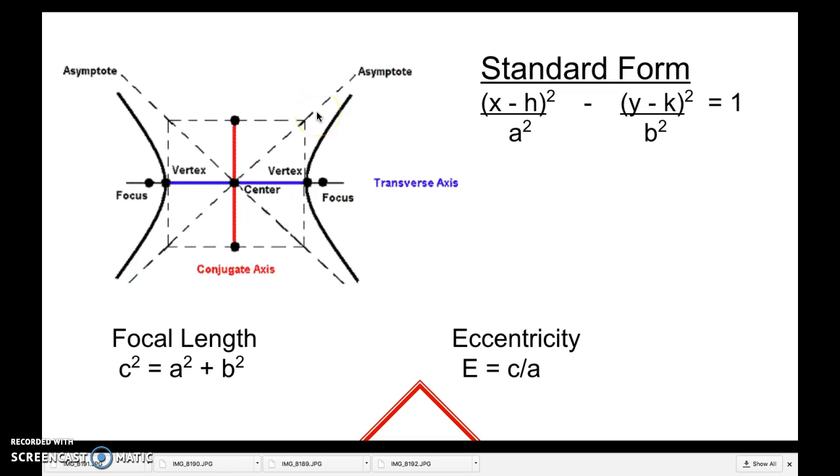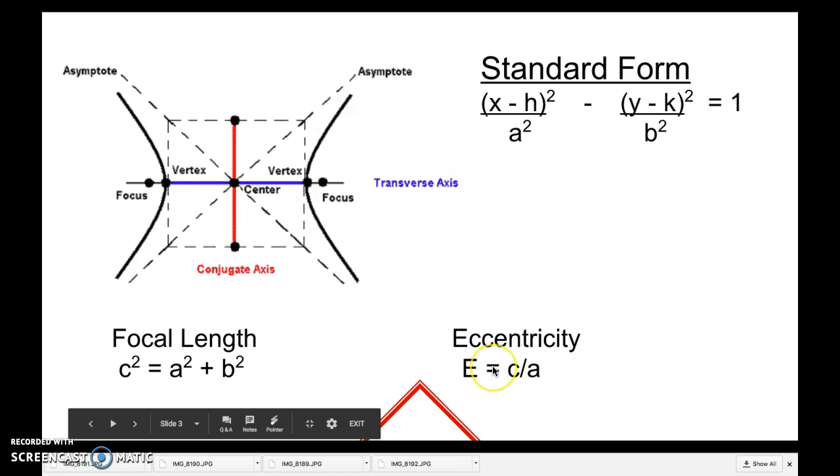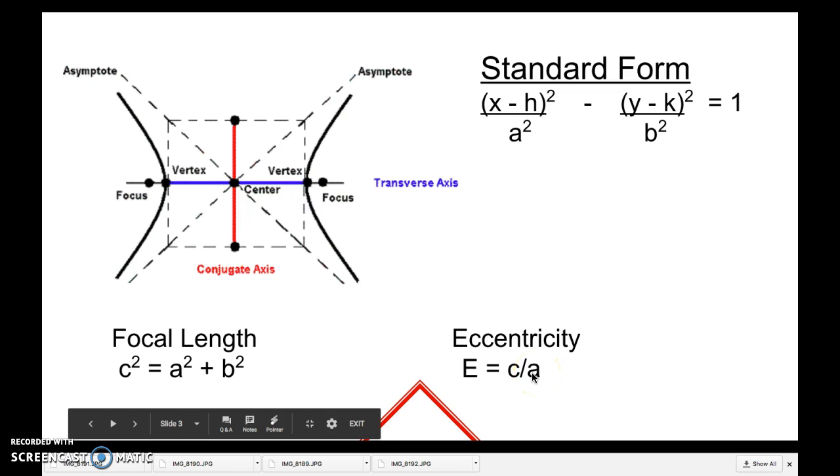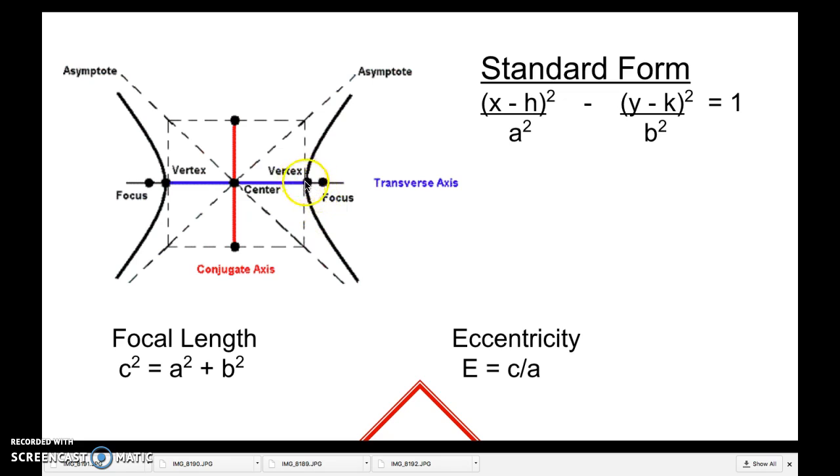How much of those two characteristics the hyperbola is. And again, the formula is consistent with last time with the ellipse, which means e equals c over a. Again, c describes the distance from the center to the focus, and a describes the distance from the center to the vertex. And note, the vertex is a point on the hyperbola. So the vertex is that point right there on the hyperbola.